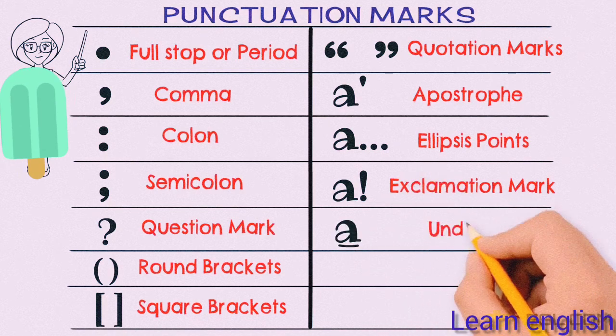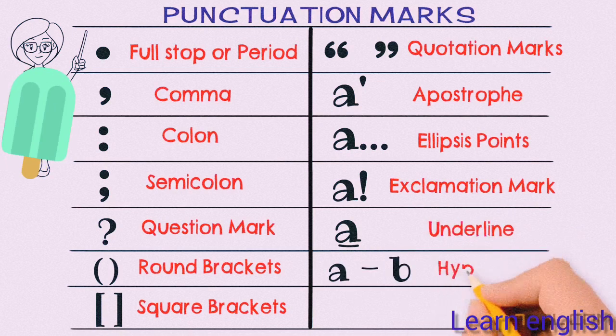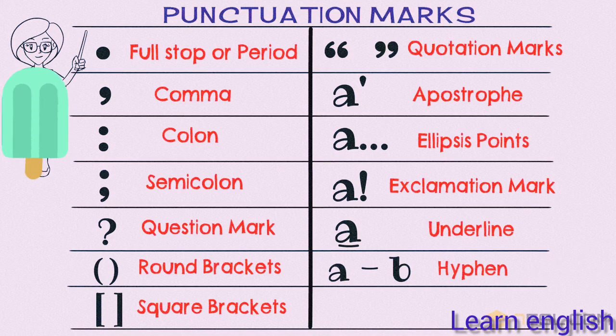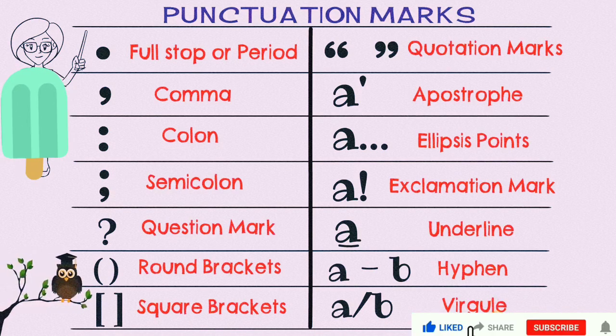When we exclaim about something, that is called exclamation mark, and that is underline, which is under the a, and between a and b, the line is called hyphen, and between a and b is called wiggle or slash mark.